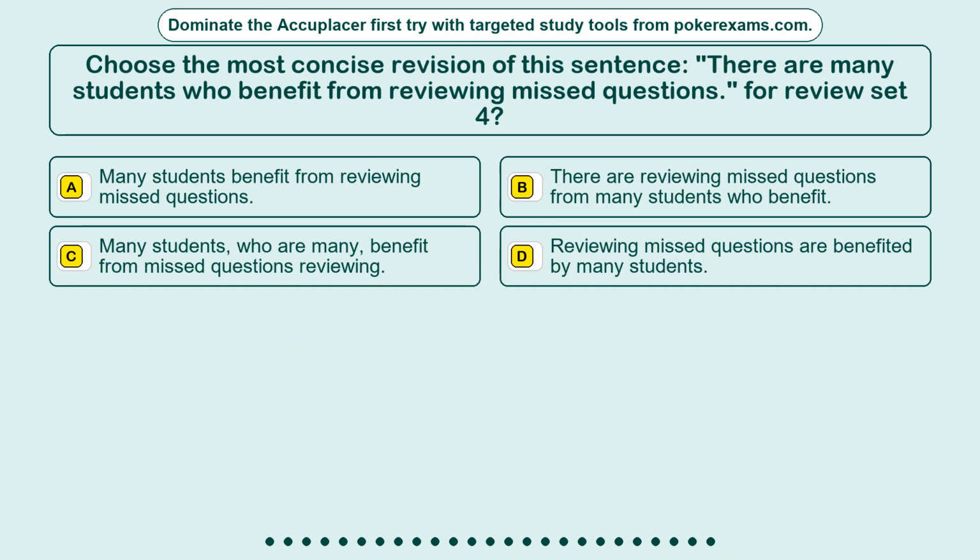Question 22. Choose the most concise revision of this sentence. There are many students who benefit from reviewing missed questions for review set 4. Option A. Many students benefit from reviewing missed questions. Option B. There are reviewing missed questions from many students who benefit. Option C. Many students, who are many, benefit from missed questions reviewing. Option D. Reviewing missed questions are benefited by many students.